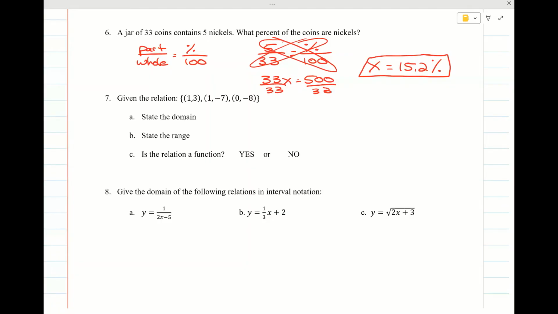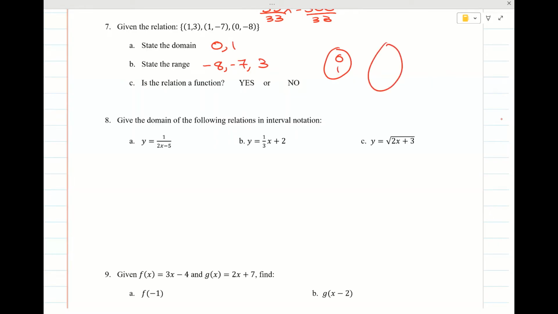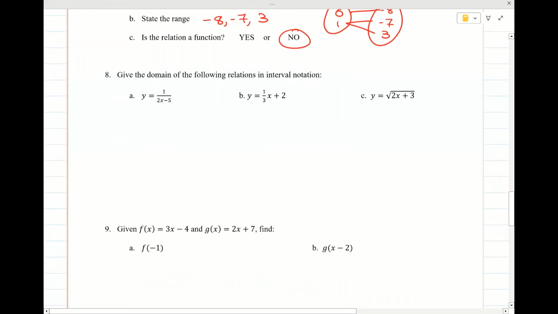For number 7, the domain would be the x values arranged from least to greatest, so 0 and 1. The range would be the y values from least to greatest, so -8, -7, and 3. And this is a function only if every x value is only going to one y value. So if we were to draw a mapping diagram, we could see that 0 goes to -8, but 1 actually goes to 2 different values. So this is not a function.